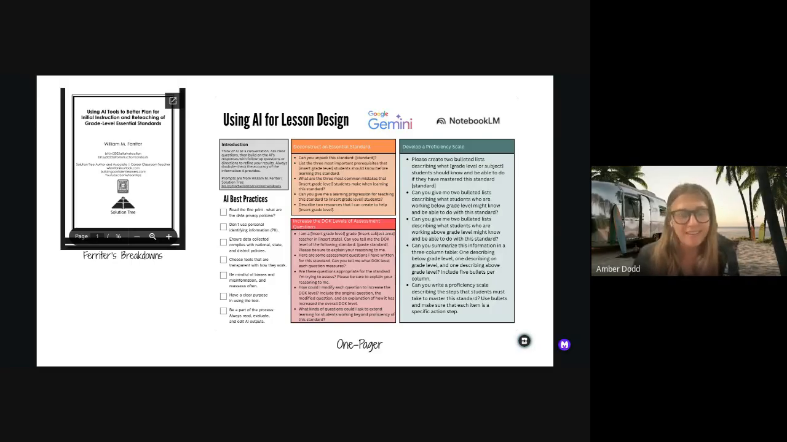Keep it totally separate. Remember that it is a computer and that it is meant to please you and to kind of mimic what you're asking for.